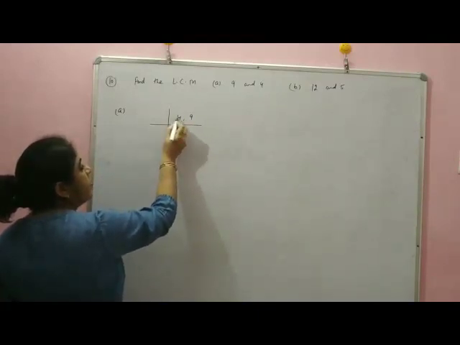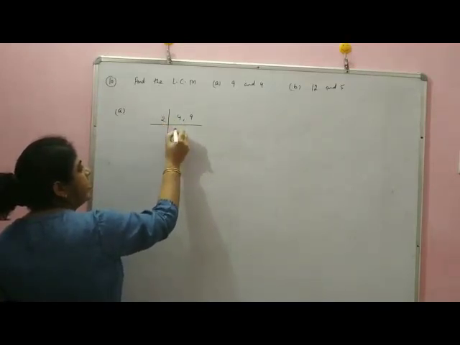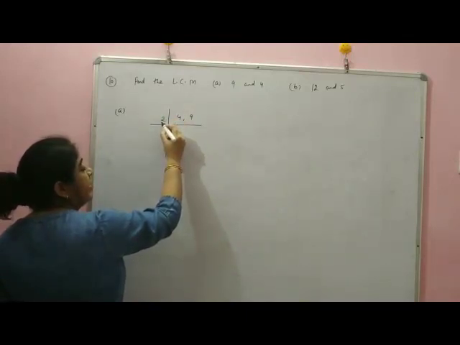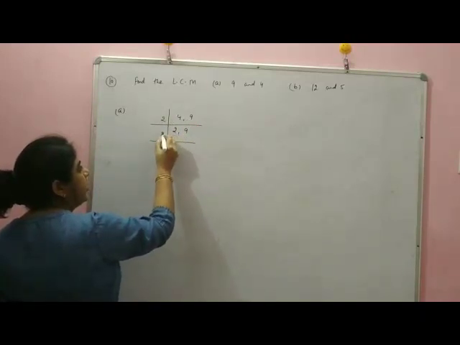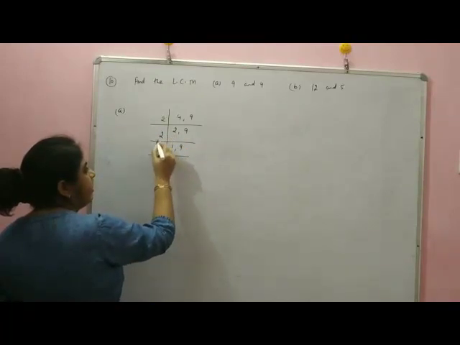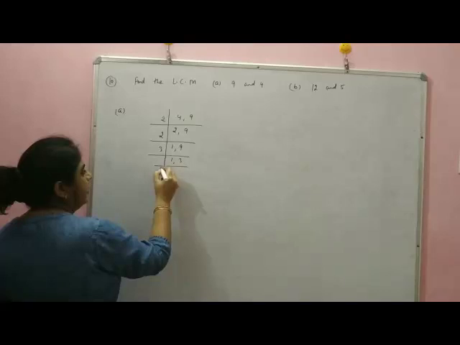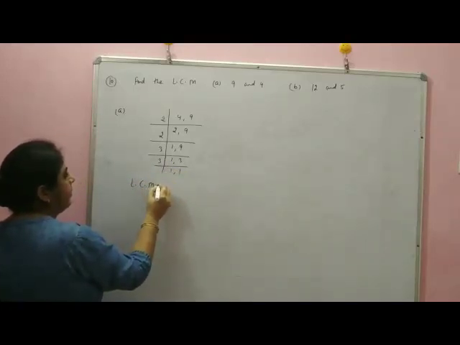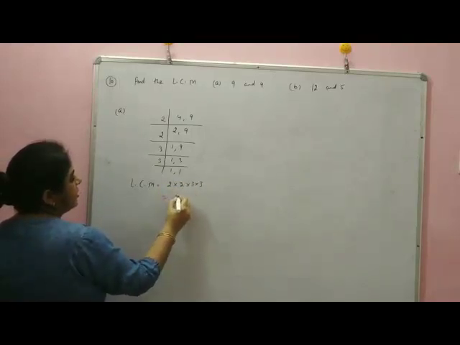So we will take them separately. As 4 comes in the table of 2, we can take 2 here. So 4 divided by 2 gives you 2. 9 divided by 2 gives a decimal answer, so keep it as it is. Now take 2 again. Now 9 comes in the table of 3. We have to take prime factors, and we will go with the 1 here. So what is the LCM? 2 into 2 into 3 into 3 is 36.